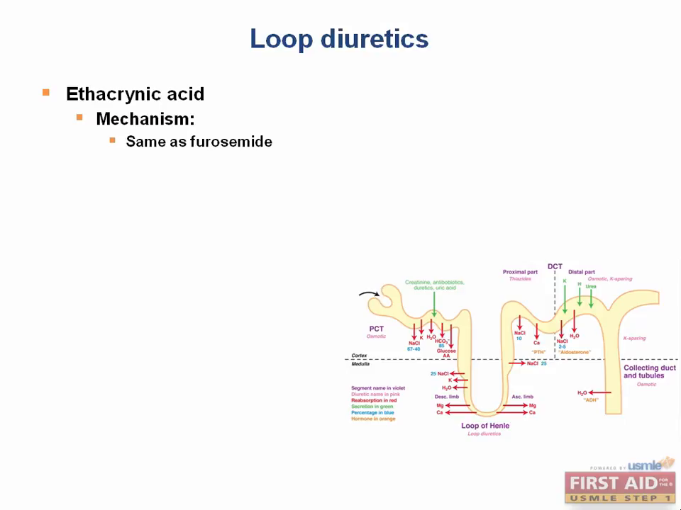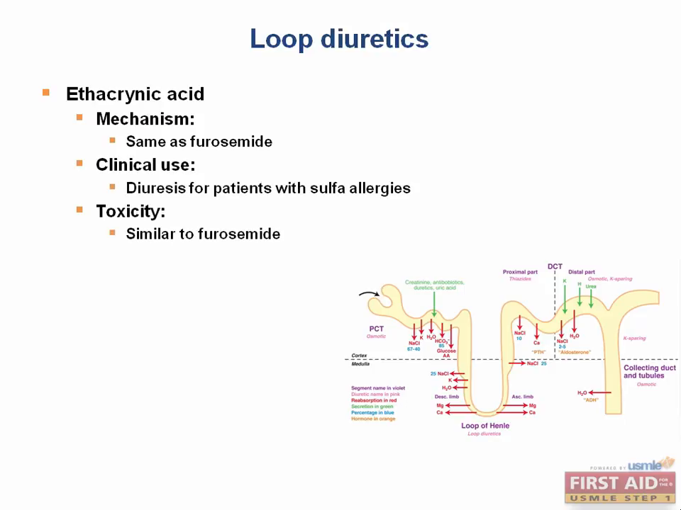The next loop diuretic is ethacrynic acid. It works in a manner similar to furosemide and has the same toxicities too. A critical thing to remember about this drug is that it's not a sulfonamide, and this is commonly tested. If a patient presents with CHF and is given furosemide and develops an allergic reaction, next time they have a CHF flare, you wouldn't give them furosemide again. Ethacrynic acid would be your drug of choice.